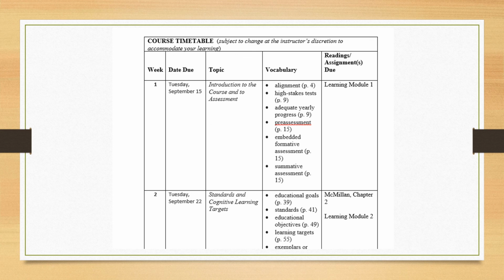If you look at the end of the syllabus, you'll see the course timetable. You can see here we're in week 1. You can see when the first module is due, September 15th. You can see what topics we're studying this week. This week it's introduction to the course and to assessment. The vocabulary, in addition to being listed in the README file, is also listed here in the course syllabus. And you can see all the assignments for Learning Module 2 are due that date on September 15th. If there's a major assignment, you will also note that it will be listed in the final column.